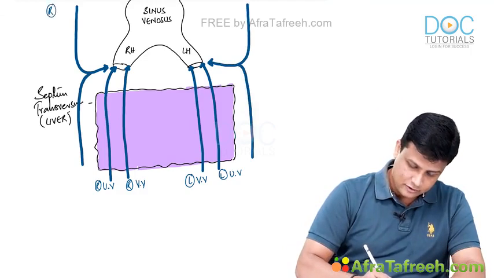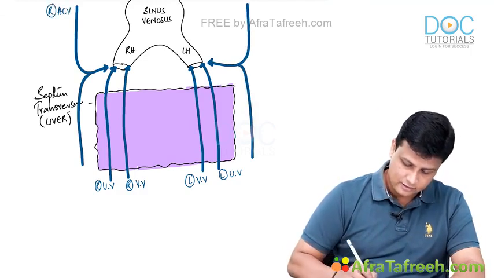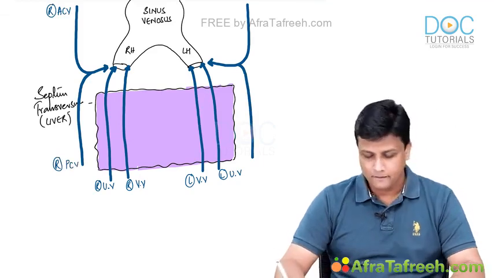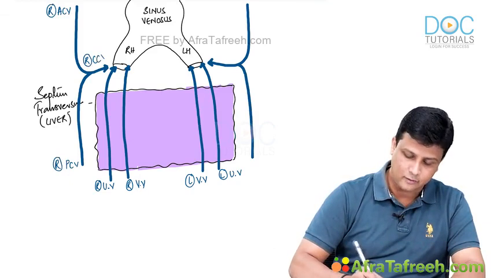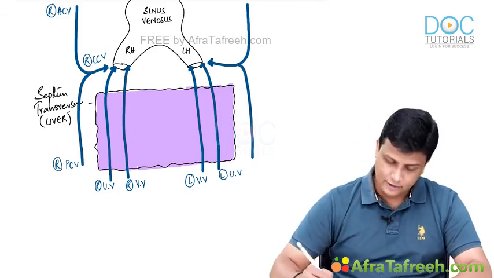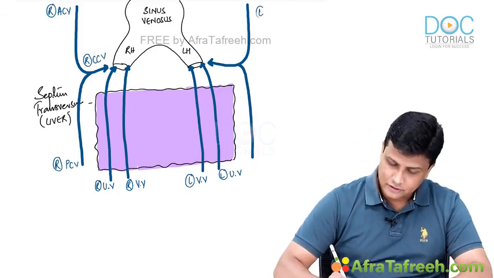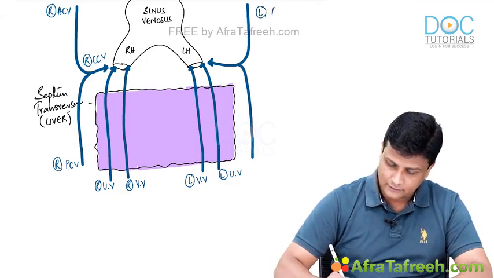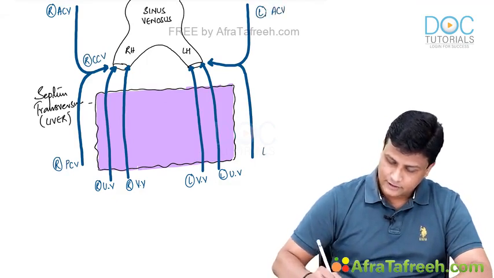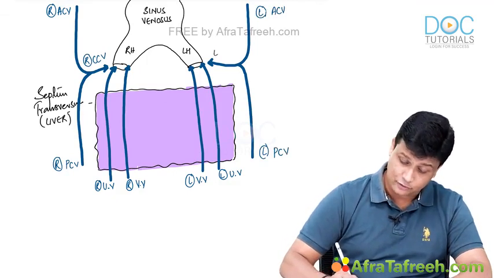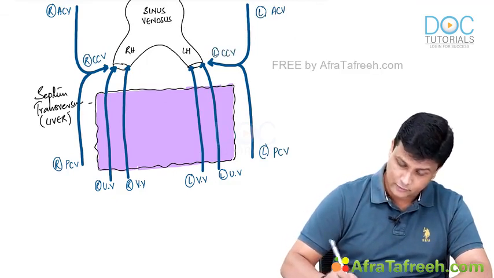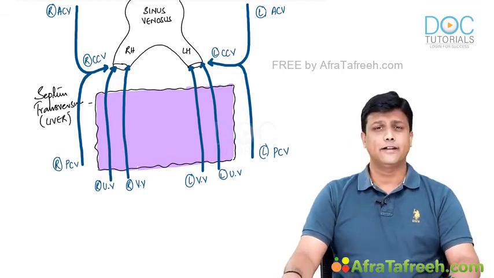So right anterior cardinal vein, right posterior cardinal vein, both of them together are going to form a right common cardinal vein. Similarly towards the left side, left anterior cardinal vein and left posterior cardinal vein, together they are going to form the left common cardinal vein, guys. Hope you're understanding the diagram.